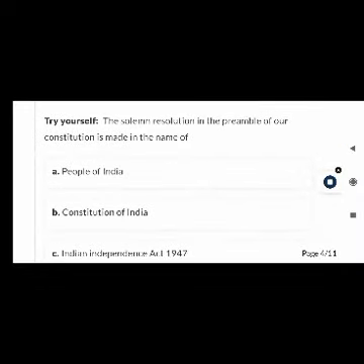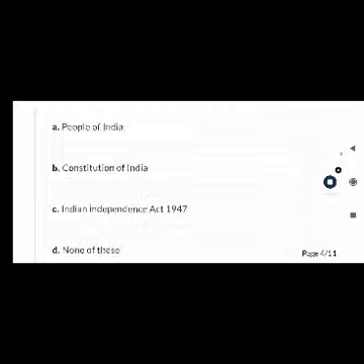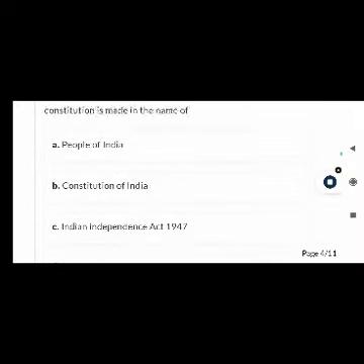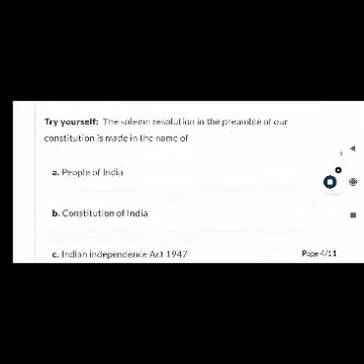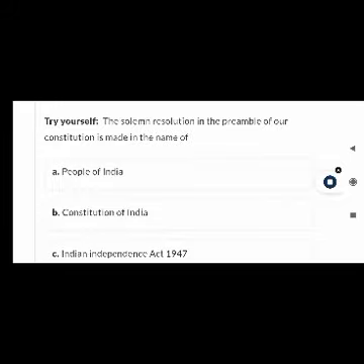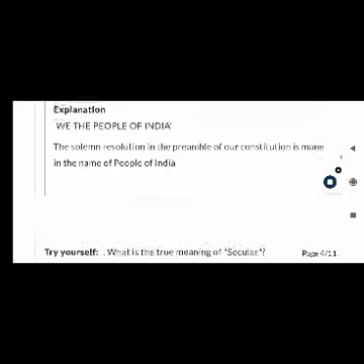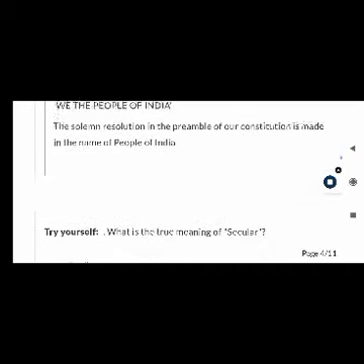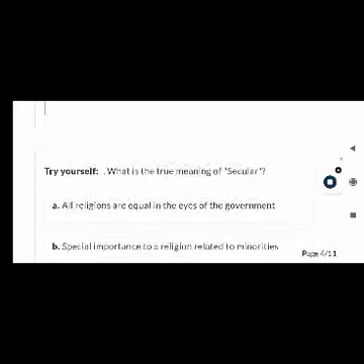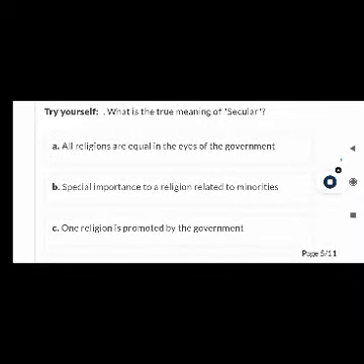Try yourself. The solemn resolution in the preamble of our Constitution is made in the name of: A. People of India. B. Constitution of India. C. Indian Independence Act 1947. D. None of these. Explanation: We the people of India. The solemn resolution in the preamble of our Constitution is made in the name of people of India. View solution.